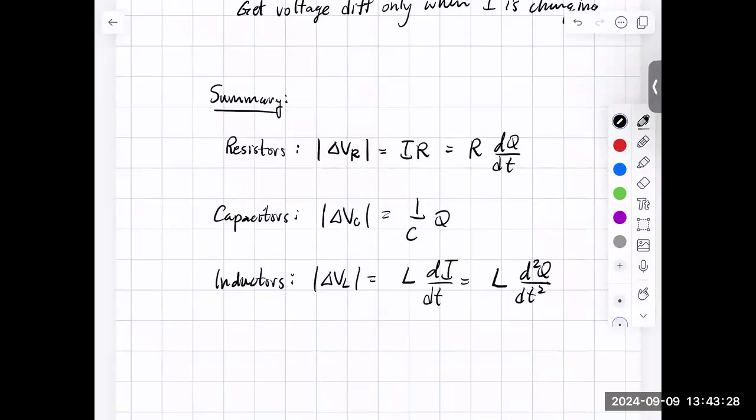Good. So what I want to do in the last 5 minutes or so is just think about what would happen if we had a simple circuit that involved a series combination of a resistor, capacitor, and inductor.